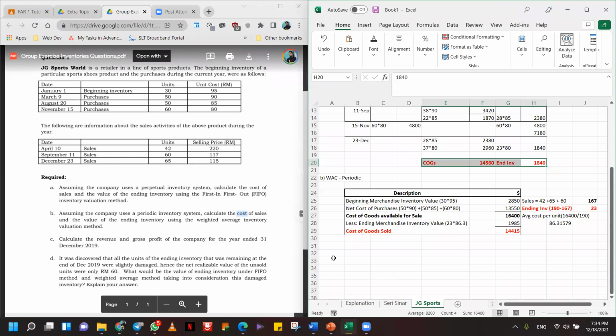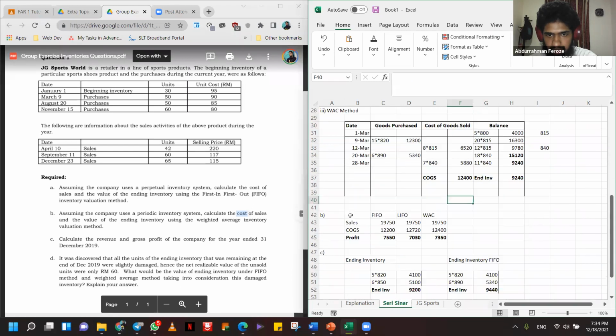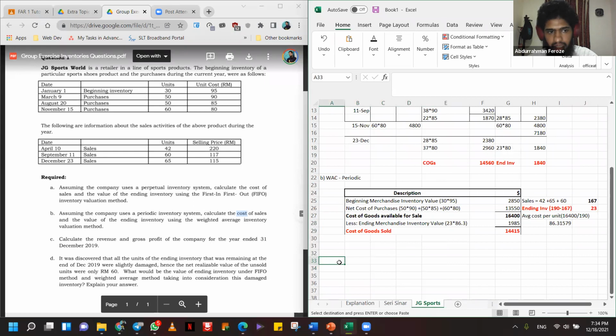Okay. Let's remove. For this one, let me just take this. And then part C. Yeah, part C is revenue. So calculate the revenue and gross profit for the company ended.